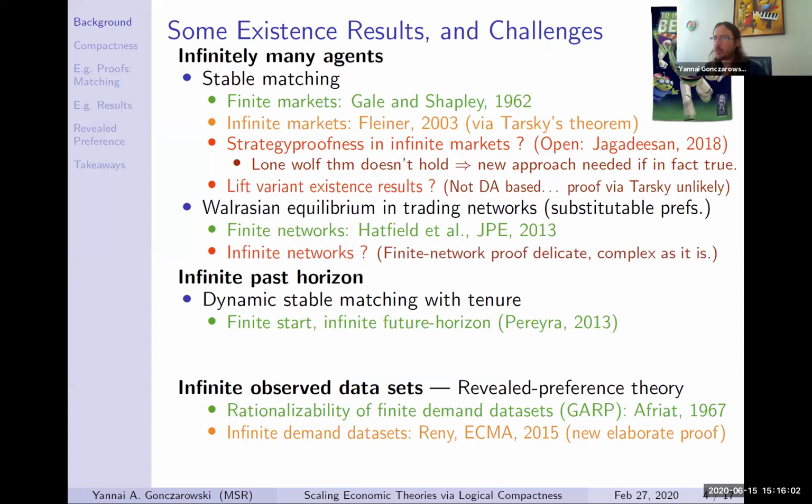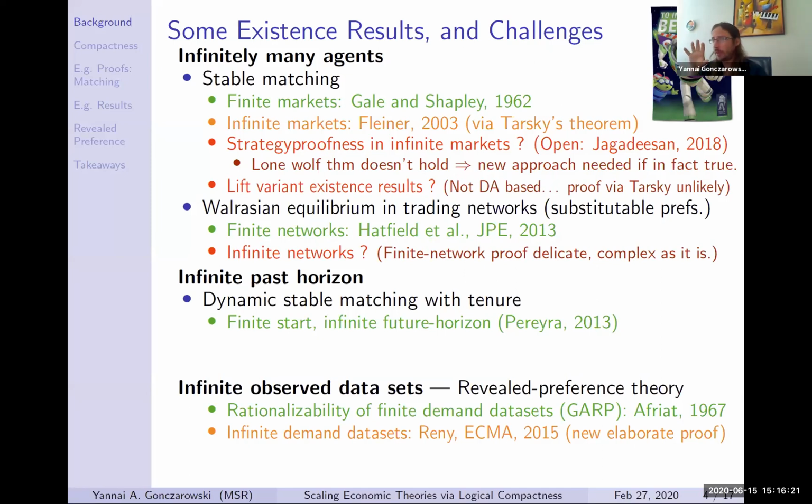For Walrasian equilibria, is there any way to prove existence in infinite networks? The finite network proof is very delicate. It's very complex as it is. It seems very laborious to even try to extend it to infinite networks.